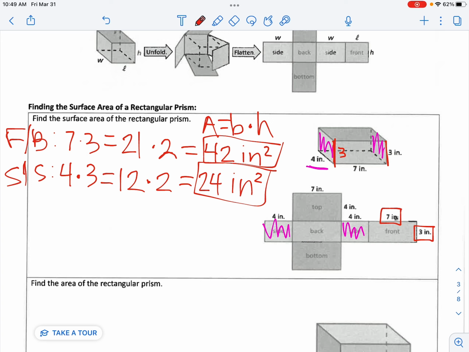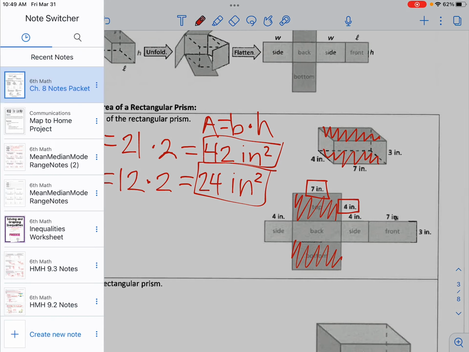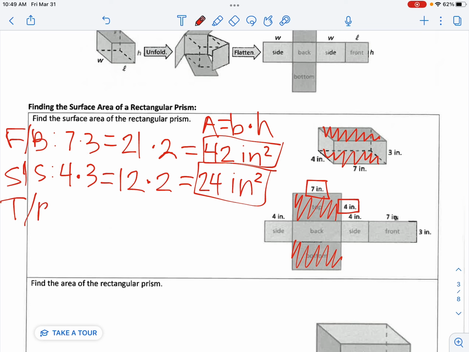Okay, so we have 4 faces done now, and we just have 2 left. And it is the top and the bottom, because they are exactly the same as well. So on our prism, that's that one and this one. If I look at my net, my base is 7 and my height is 4. So we have top/bottom, and we have 7 times 4.